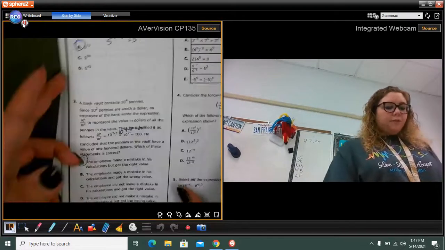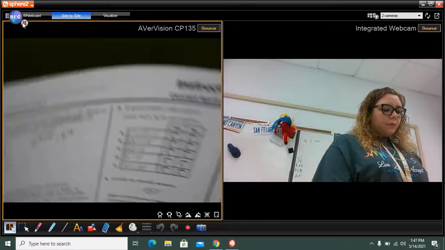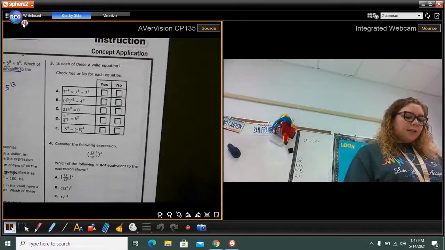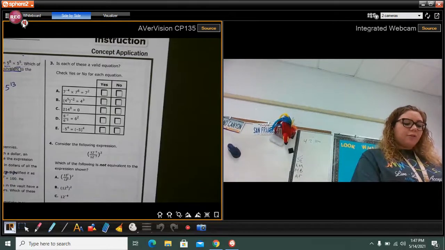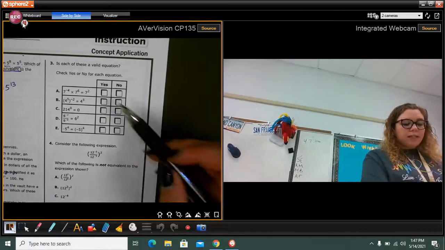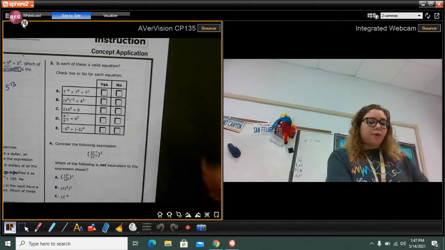So number 3 is a fun one. It says, is each of these a valid equation? Check yes or no for each equation. So we need to see if these are correct.